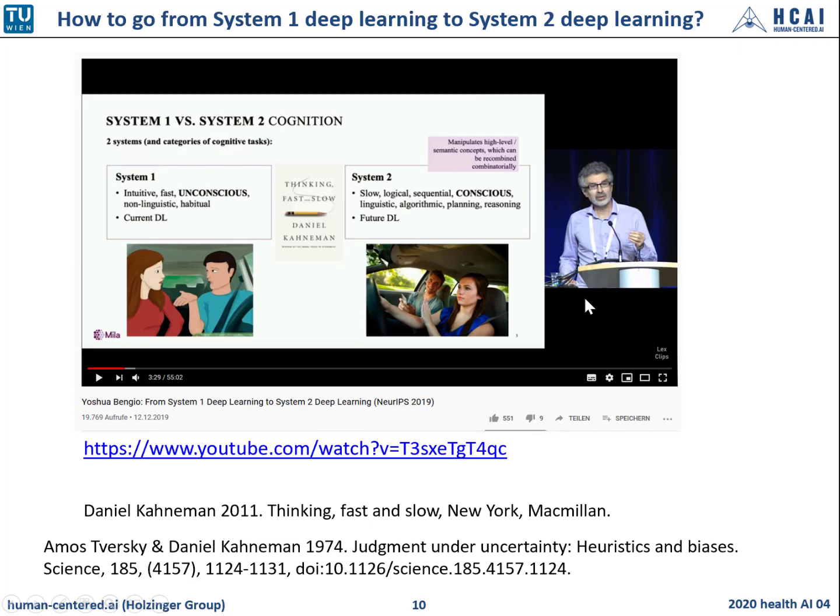So the central thesis about System 1 and System 2 is that System 1, as we see here, is intuitive, fast, unconscious, non-linguistic and habitual. So this is typically how our current deep learning models work. In System 1, of course, we cannot explain, and this exactly reflects the current state of deep learning. We cannot explain how we retrieve a solution, okay?